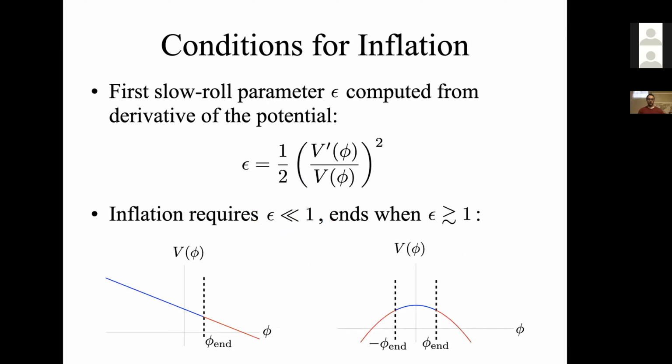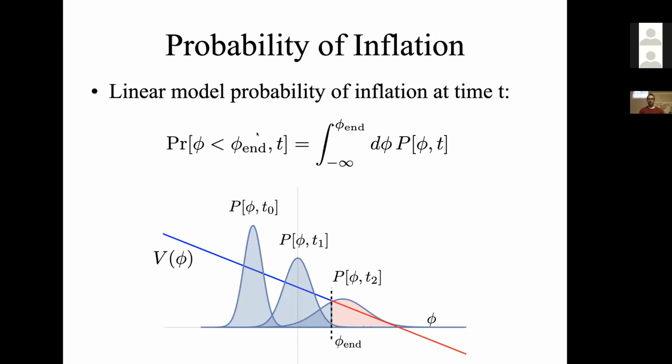So inflation, as I said, occurs when we're in the slow roll regime, which means that the field is rolling slowly. The first derivative of the potential is small relative to the potential itself. In the case of the linear potential, this occurs when you're sufficiently high up on the potential, in this blue region here. In the case of the tachyonic potential, inflation occurs when you're sufficiently close to the top of the hill. So if we want to know what is the probability that inflation is occurring at time t, we should integrate over phi from negative infinity to this value phi_end. If the field is located somewhere in here, inflation is occurring.